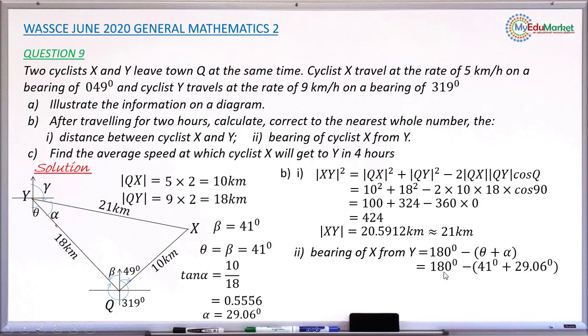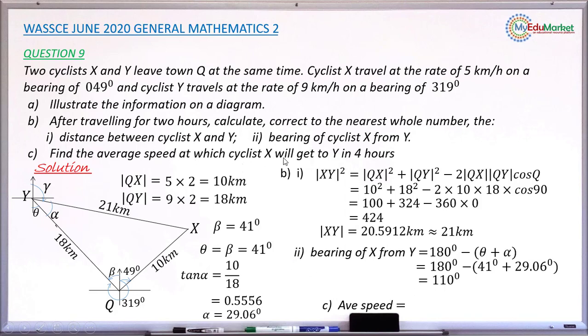So you now have 180 minus the sum of 41 plus 29.06. So adding and subtracting the sum from 180, if you do it correctly, you now have 110 degrees, rounded to the nearest whole number. This is now the bearing of X from Y. And that answers Roman 2 of question number B. So we move to question number C.